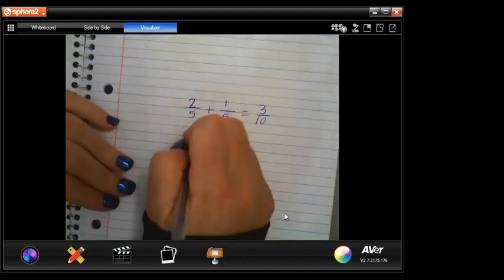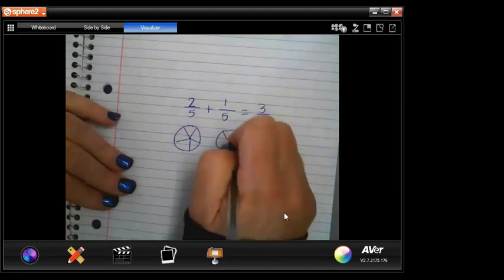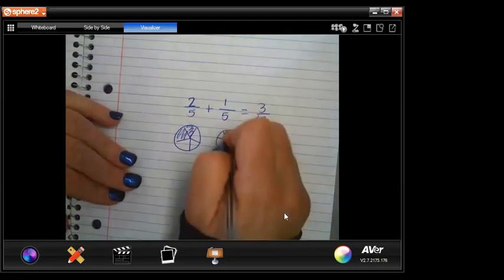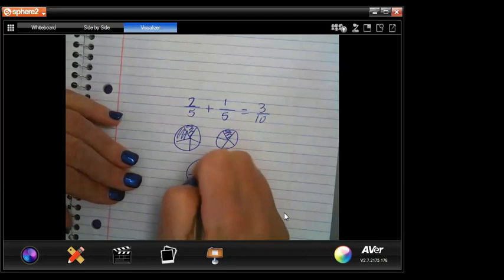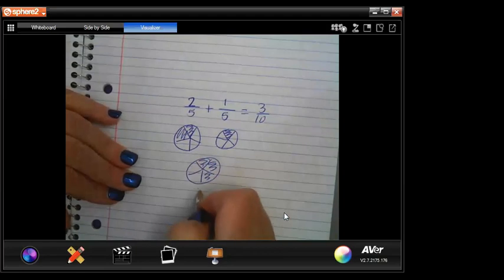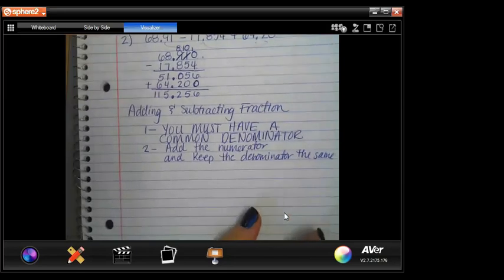That is incorrect. Because I want you to think about this. 1, 2, 3, 4, 5. 1, 2, 3, 4, 5. 2/5 looks like this, right? If we add 1/5 to that, we have a total of, sorry, bad example, 3/5. Not 3/10. It's just 3/5. So please don't make that mistake. Okay. So again, when you add fractions, you must have a common denominator. Okay, get a common denominator before you do anything else.